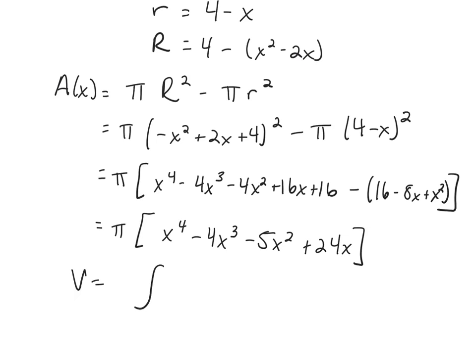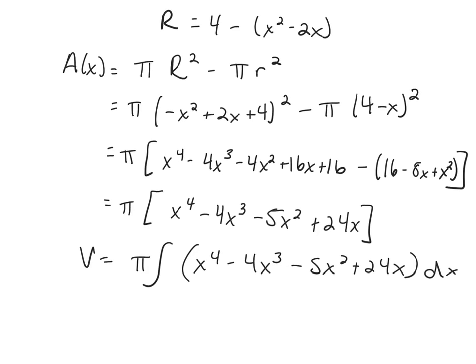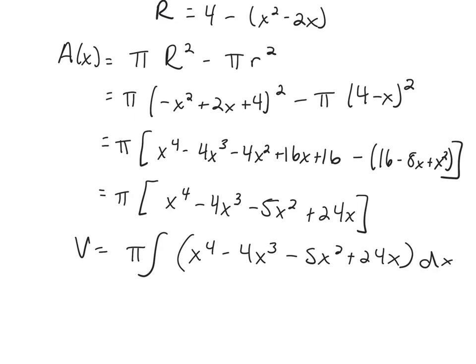It's the integral of this, so I'm going to pull out the pi: x to the fourth minus 4x cubed minus 5x squared plus 24x dx. What are my bounds on this integral? Which variable am I using for my integral, x or y? I'm using x. So look back at your region. What's the smallest x value you had? 0. What was the largest? 3. 0 to 3.